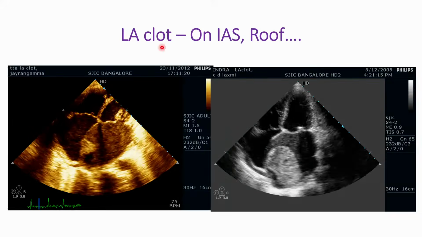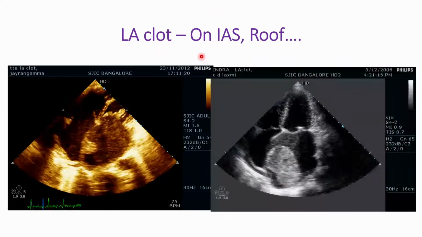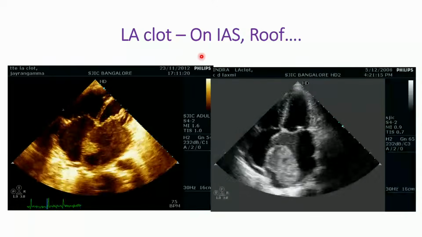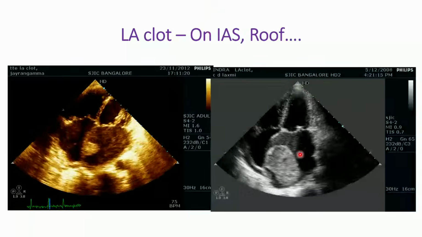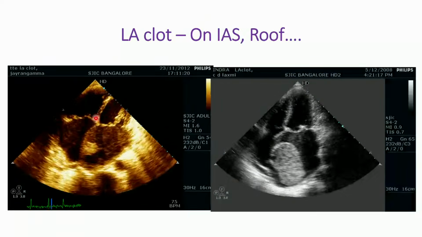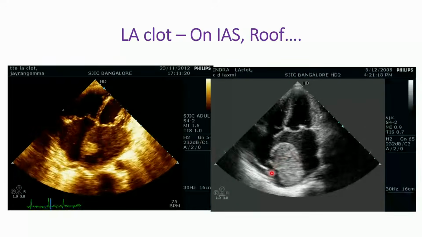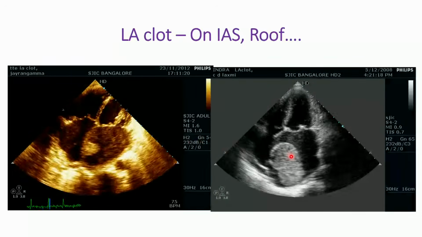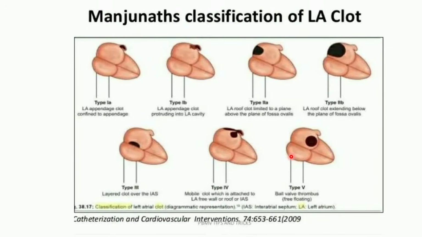Coming on to LA clot, this is one of the common findings in patients with mitral stenosis. As the LA gets dilated, there will be stasis of blood flow, especially if there is atrial fibrillation. In these patients, there can be an LA appendage clot or LA body clot. Here we can see the clot over the interatrial septum. Here we can see the clot in the LA roof protruding to the body. These are considered a contraindication for doing balloon mitral valvotomy.